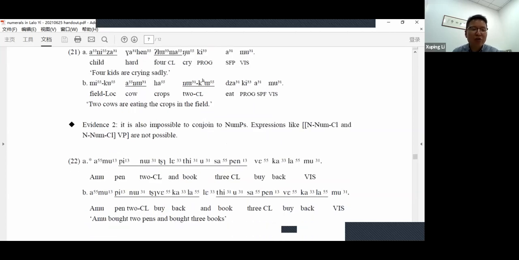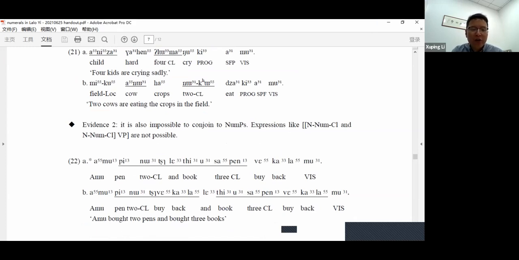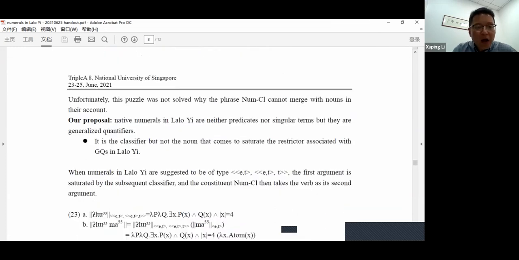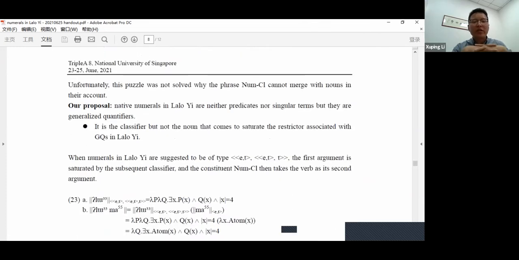Actually, there are no conjunction phrases. You cannot conjoin numcla. So instead of "Amu bought 2 pens and 3 books," you can only say "Amu bought 2 pens and bought 3 books." The two NPs, the two numcla phrases, cannot be conjoined. All right, unfortunately, this puzzle was not solved: why can the phrase numcla not merge with NP?